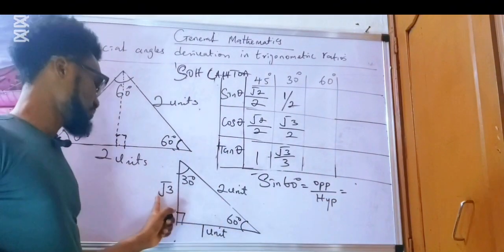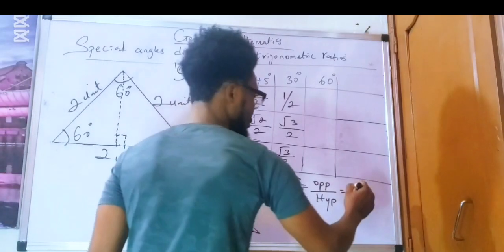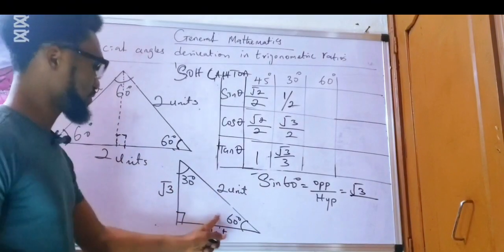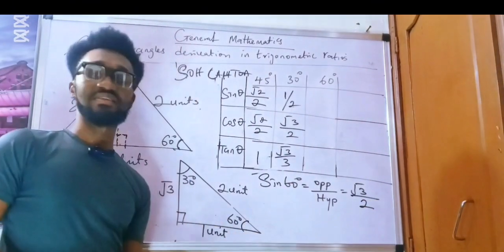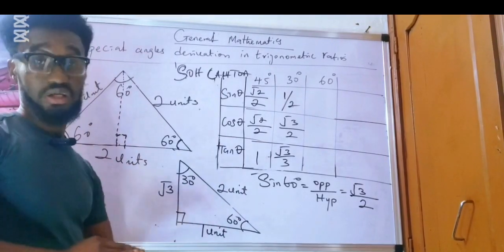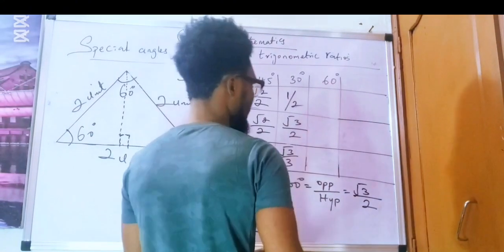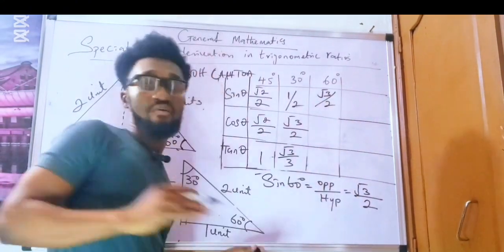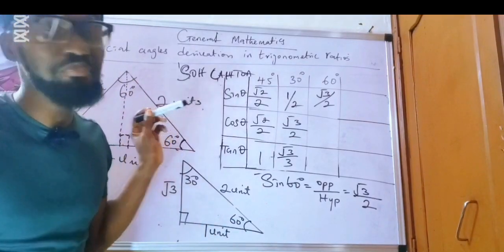What is opposite? Opposite here becomes root 3. So I will just input root 3 here. And what about the hypotenuse? Hypotenuse side is 2. So that means sine 60 degrees is root 3 over 2. So I'm just going to substitute here to have root 3 over 2. Very simple.